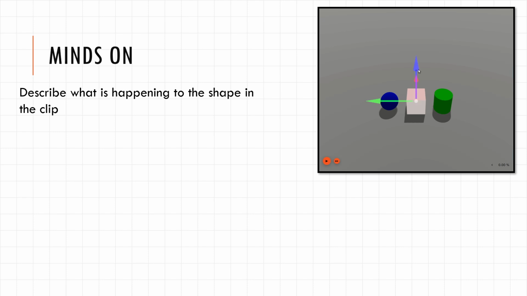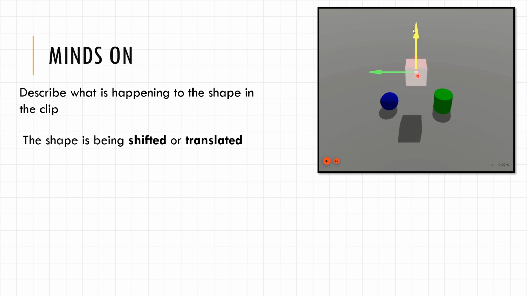To start us off today, I'll invite you to think about what is happening to the shape in this clip. Can you describe this transformation, how the shape is being transformed, just using some basic words? Well, one of the ways that I would describe it is that it seems like it's being shifted. It's being shifted up, down, to the left, to the right. Another way to describe that would be translating. To move something in such a way that it does not get distorted or rotated is called translating.